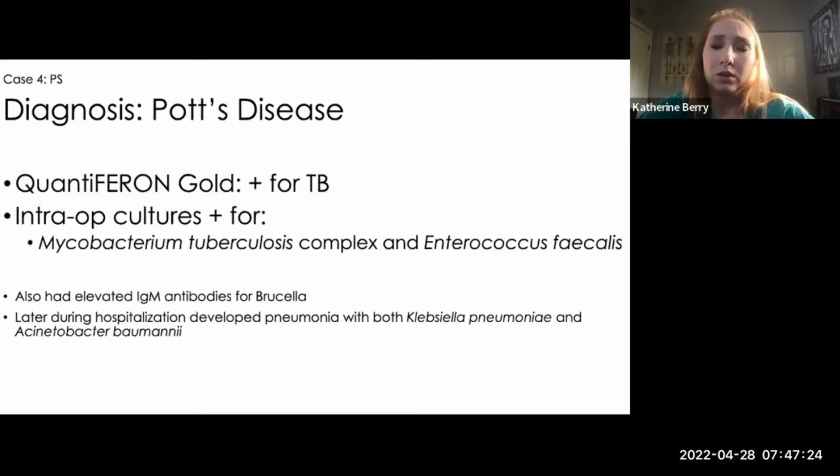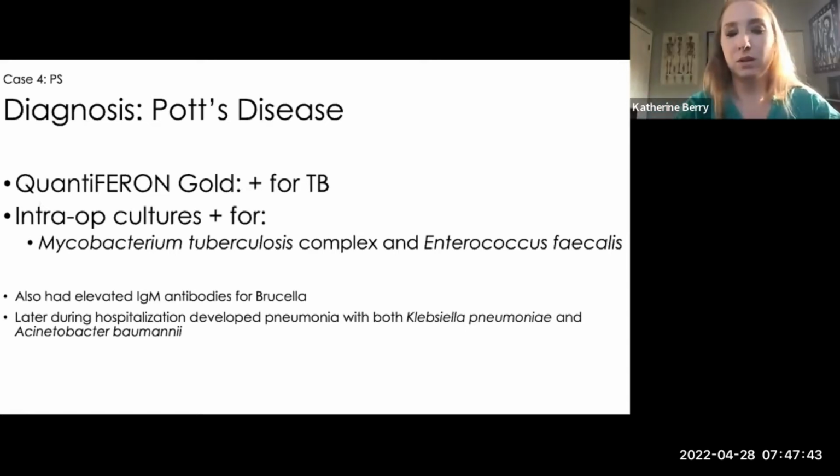Of note, I'm not sure if this is all related, but he probably has some sort of immune compromised state that we don't fully understand because he had an infection with brucella, which is like a recurrent zoonotic fever, with high IgM. And then during his hospitalization, he also had Klebsiella and Acinetobacter pneumonias. So poor guy did not have a great immune system here. But anyway, he's from Haiti. So we're assuming he had this TB infection for a long time and it involved the bone.